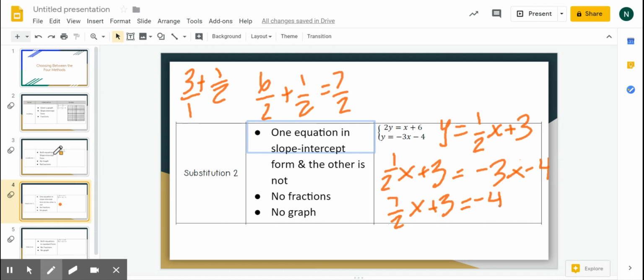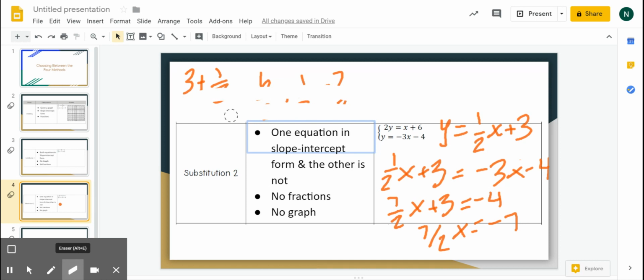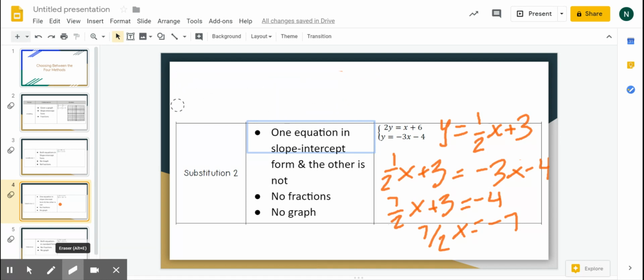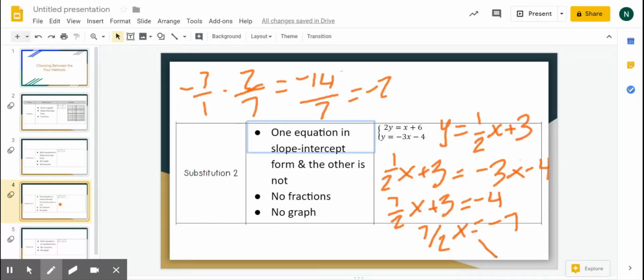Then I would subtract a 3 from each side, so I have 7/2 x. If I subtract 3 from 4, I get negative 7. Next, I have to multiply by the reciprocal. So really, I need to take my negative 7 on the right side of my equation. I'm going to write it as a fraction. And I need to multiply it by the reciprocal of 7 over 2, which is 2 over 7. Multiply across, negative 7 times 2 is negative 14 over 7, which equals negative 2. So x is equal to negative 2.